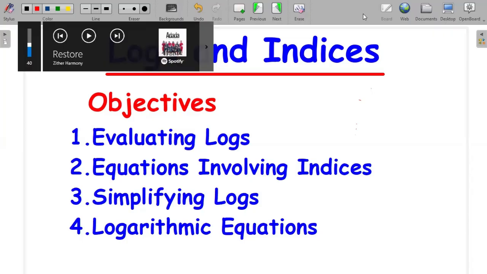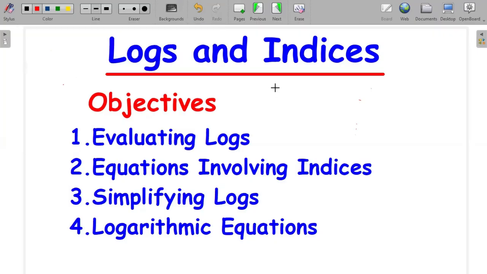Right, so welcome to this class, and in this class we are going to be looking at logs and indices. So the questions here are coming from the tutorial sheet. So logs and indices, what is our objective of this class?